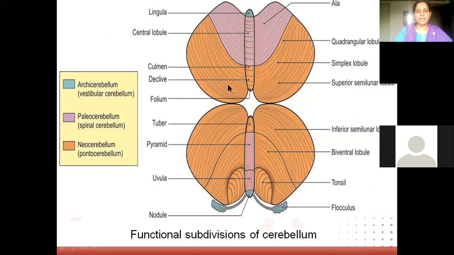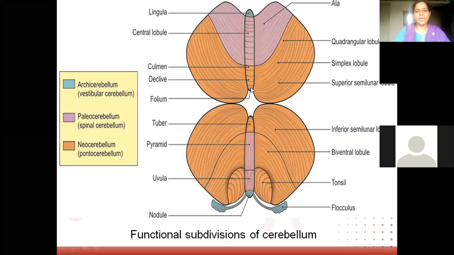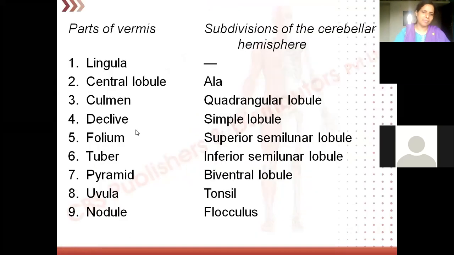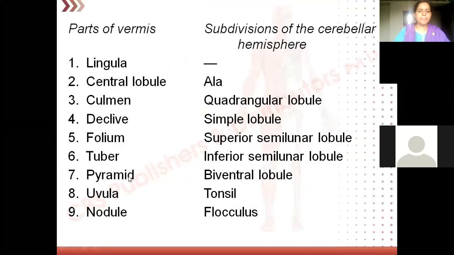LCCD, D is declive. Along with declive, we have the simplex lobule, or simple lobule. Then next we have folium. Along with folium, we have the superior semilunar lobule. After F comes T, that is tuber. Tuber is in continuation with the inferior semilunar lobule. Then pyramid.